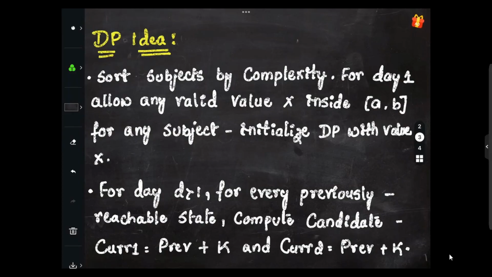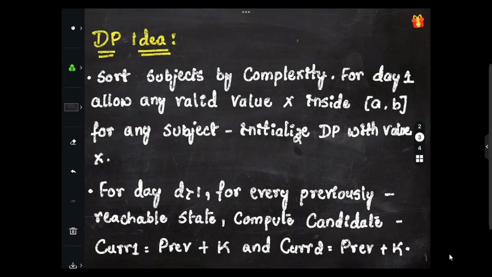First step: we will be sorting the subjects based on the complexity. For day 1, we will allow any valid value x inside a comma b, where a comma b is the range that we have considered. So for day 1, we allow any valid value x inside a comma b for any subject, and we will initialize the DP with the value x. Just remember this. I hope this part is completely clear, and we can move on with the further things.